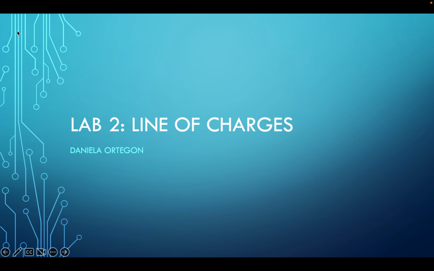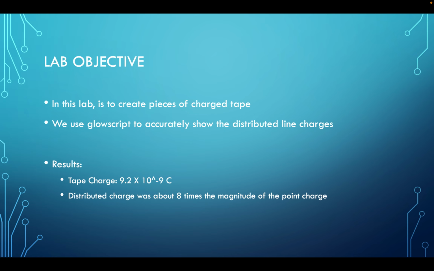So this is my lab 2, lines of charges. I'm Daniela. The objective of this lab is that we are going to create pieces of charged tape. We use GlowScript to more accurately show the distributed line of charge. The result that we got was the tape charge is equal to 9.2 times 10 to the negative 9 coulomb. And the distributed charge was about 8 times the magnitude of the point charge.